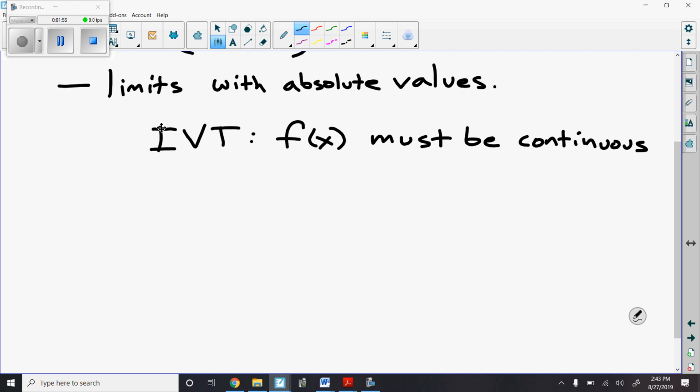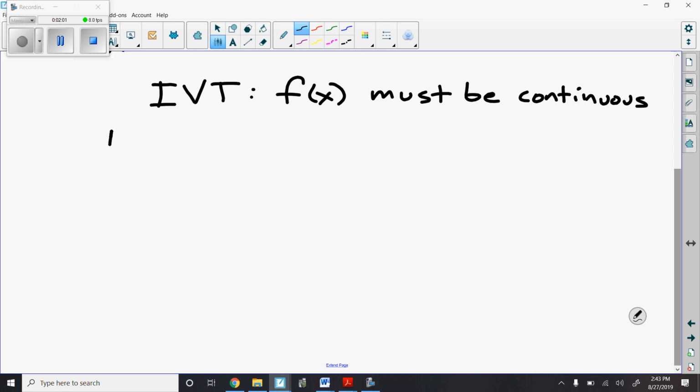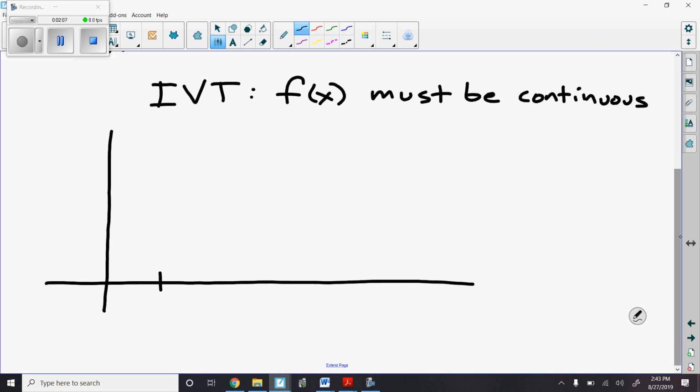So here's the idea. I'm going to start by sketching a graph. I have a point at A and a point at B there. I'll call the x value A for the left point. Its y value I'm going to call f of A. The second point has an x value of B with a corresponding y value of f of B.